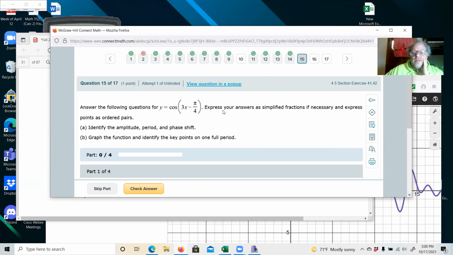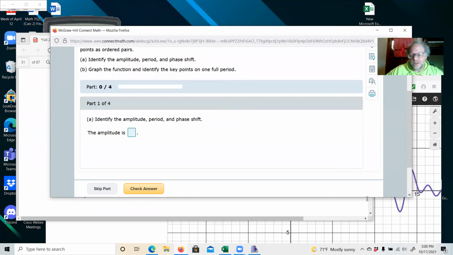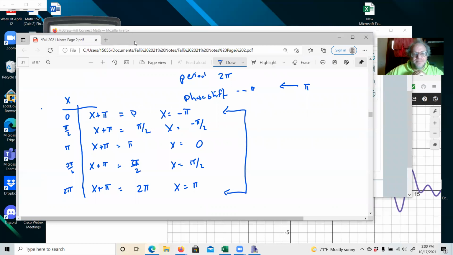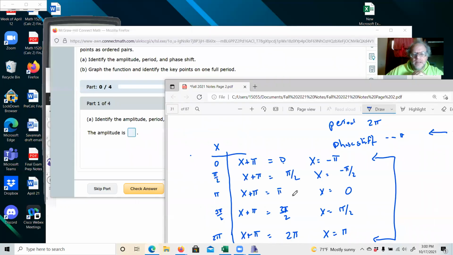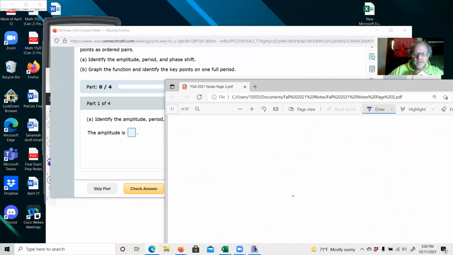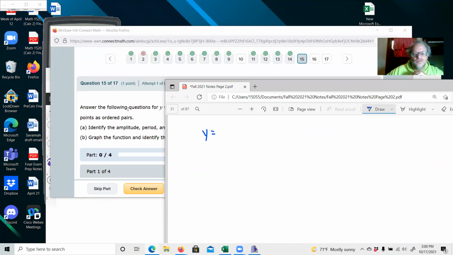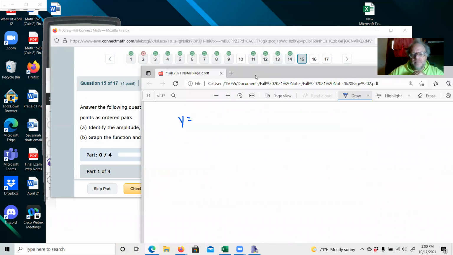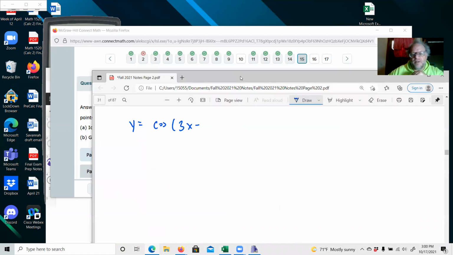Okay. So express your answers in simplified fractions, do ordered pairs. So what's our amplitude, period, and phase shift? All right. So what we're going to do, we have y is equal to cosine 3x minus pi over 4.